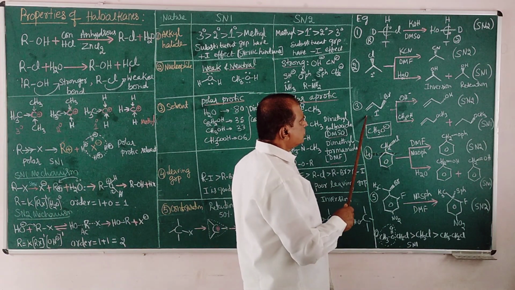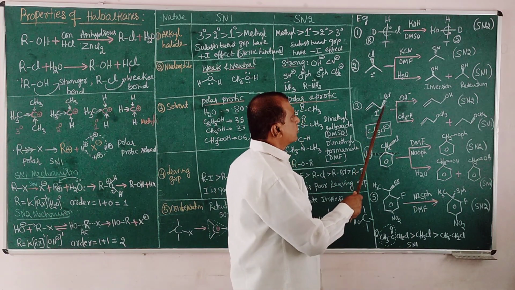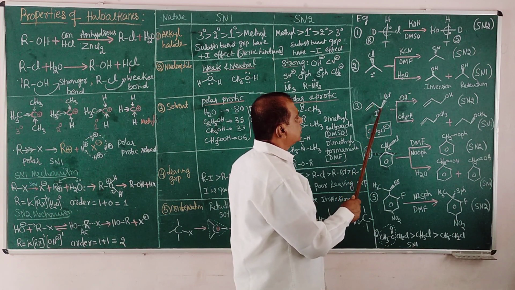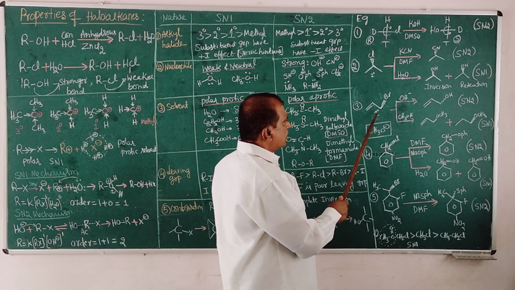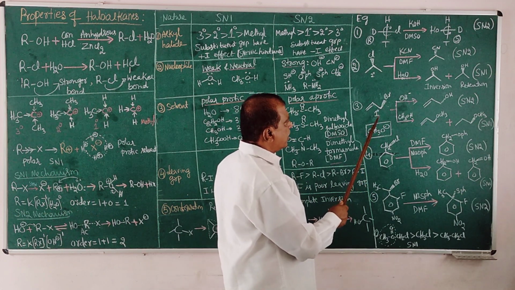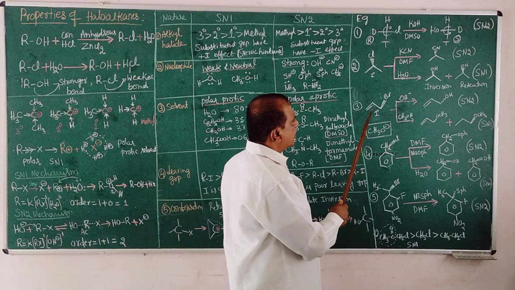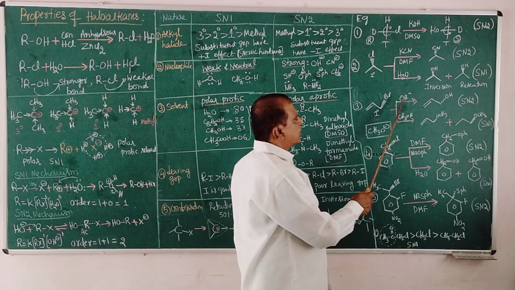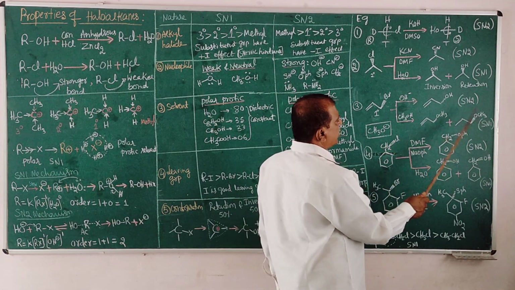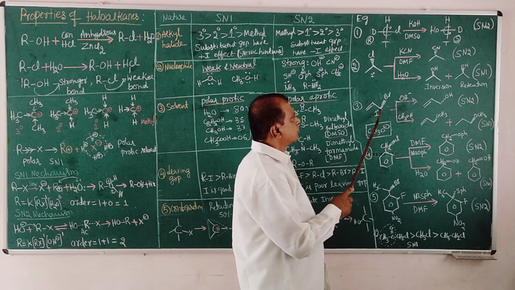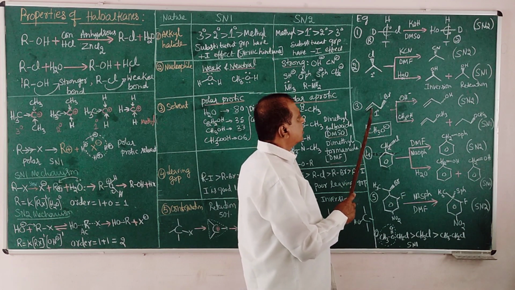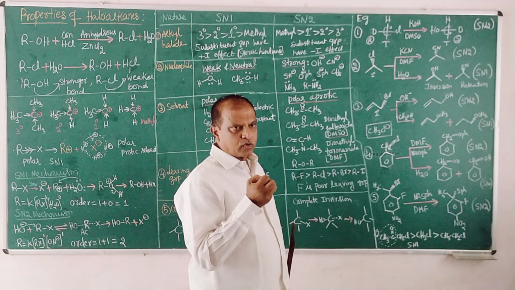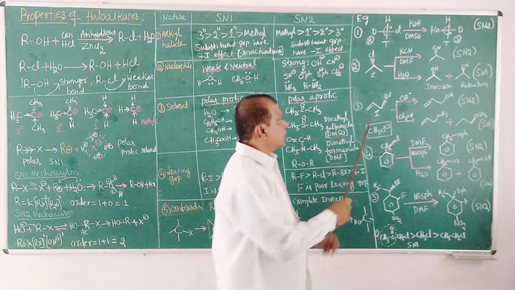Next is the allylic group. CH2, CH, CH2 here, Br. Here the carbon is a primary carbon. Because of the presence of this group, this carbon can undergo two types of mechanism, both SN2 and SN1. Look at this: the double bond is usually an electron withdrawing group, or it undergoes resonance to stabilize the carbon. Either way.